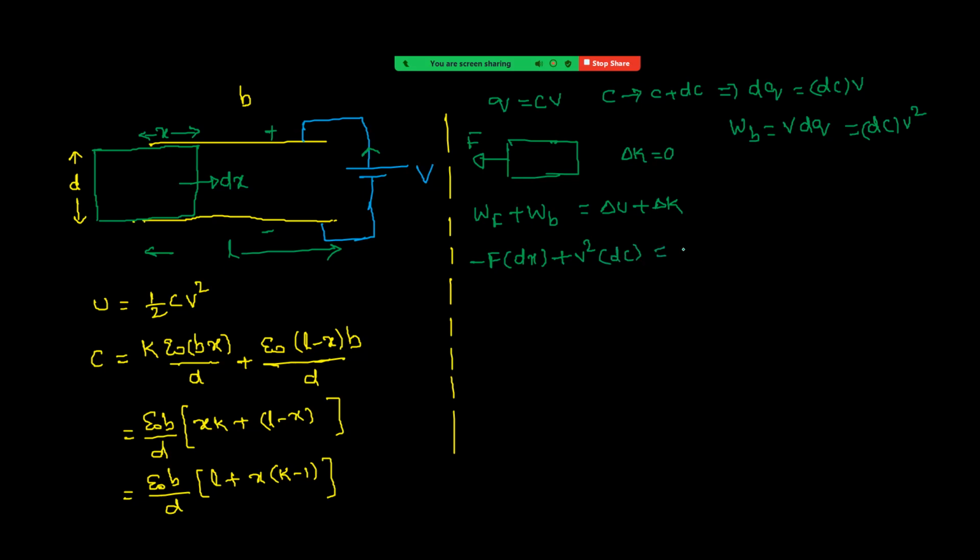That is equal to dU, or you can say delta U. I am taking it as dU because only a small part is going inside, so the change is dU, very small. And we got here the potential energy as a function of x. Now see how to get the value of dU. Let us call this equation 1.